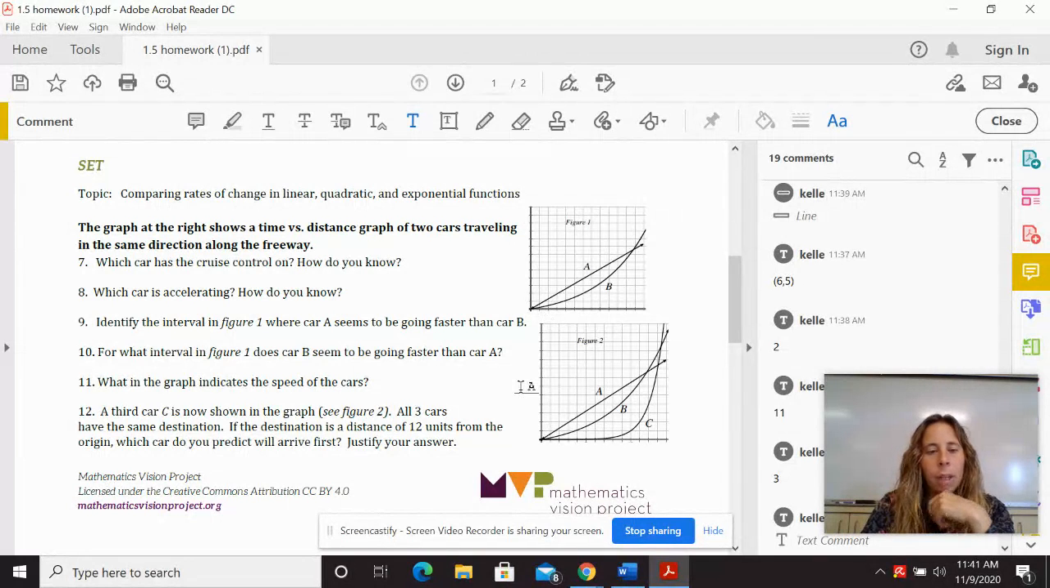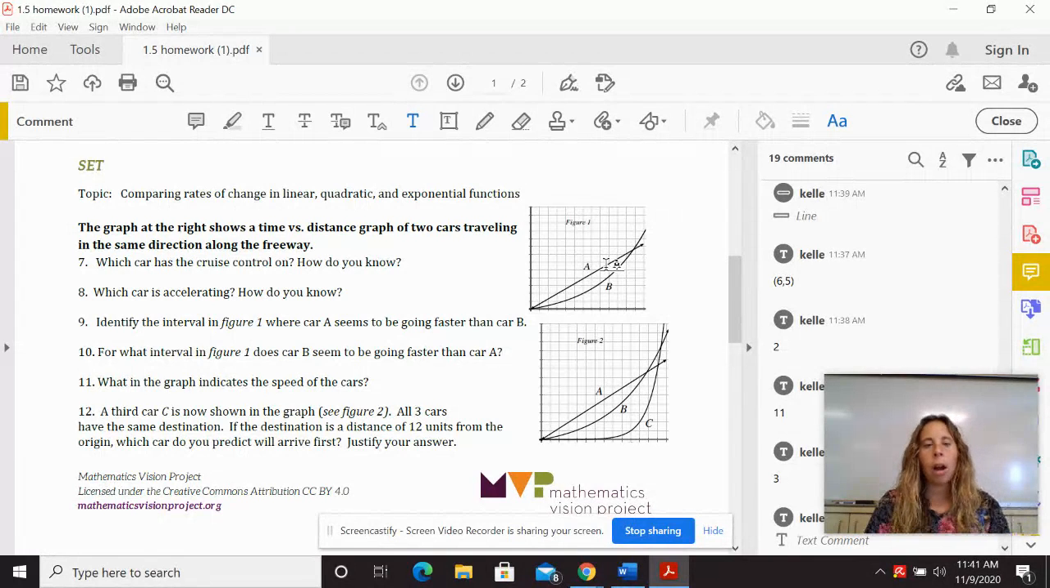Which car has the cruise control on? How do you know? So you have car A and car B. Which one has the cruise control on? Car A, because car A is a straight line. It has a constant rate, right? It's increasing at a constant rate.